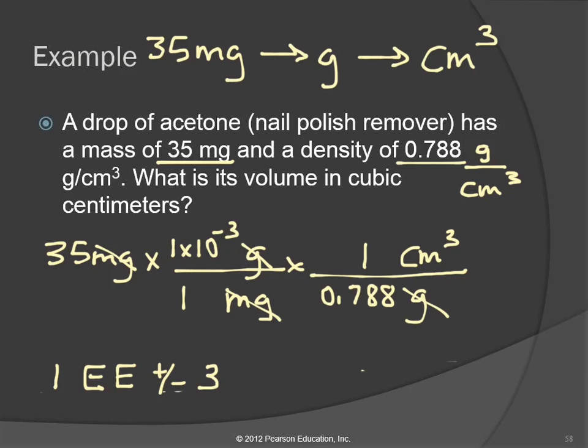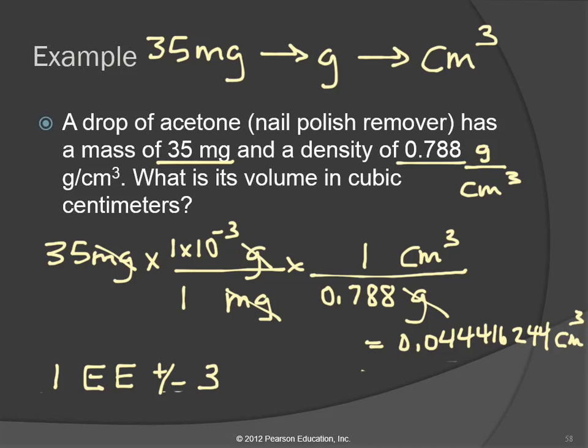So I'm pressing 3.5 times 1 EE, that change sign button, and 3 to give me the 1 times 10 to the minus third. You can divide by 1 and multiply 1 if you like to. And then I'm going to divide by 0.788 and press equals. And this is telling me 0.044416244. And the unit that's left that I didn't cross off is cubic centimeters. Did you come up with that answer?